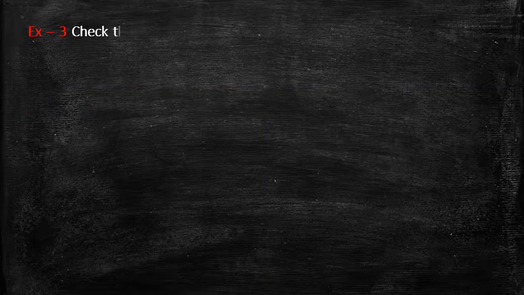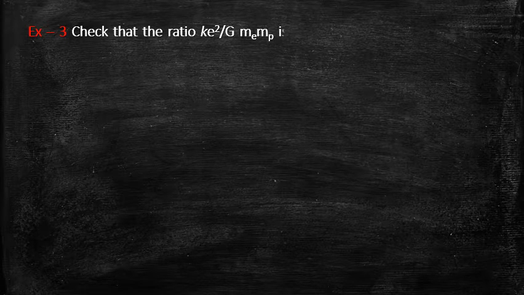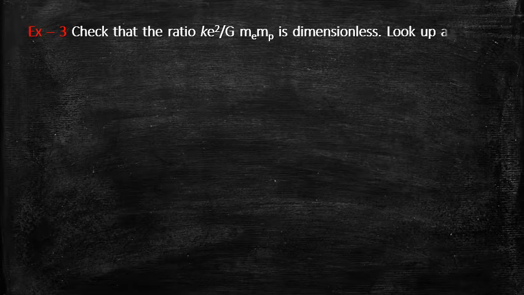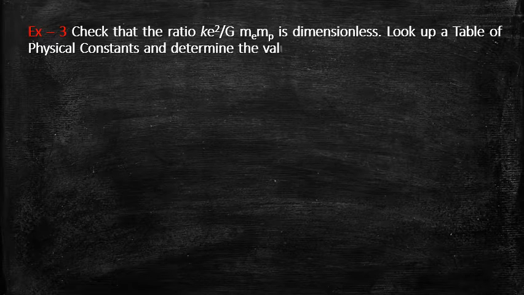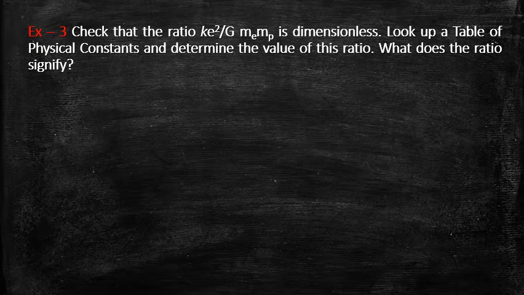Let's see third one. Check that the ratio K e square by G Me Mp is dimensionless. Look up a table of physical constants and determine the value of this ratio. What does the ratio signify? Okay, now let us try to understand the problem. Here, what is K? We know that K is 9 into 10 raised to 9 SI units. E is charge of electron as well as proton. Capital G is universal gravitational constant, Me is mass of electron, Mp is mass of proton.